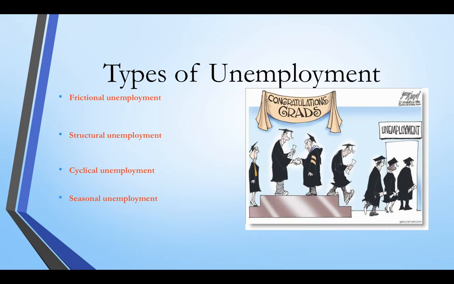The first one we'll talk about is frictional unemployment. When you think of the word friction, right, what causes friction? Movement. And you should think about frictional as unemployment that is caused by movement of people between jobs, whether it's stages of life, meaning college graduates looking for their first job, whether it's movement because they change cities, so you move from Miami to New York or Miami to San Francisco.